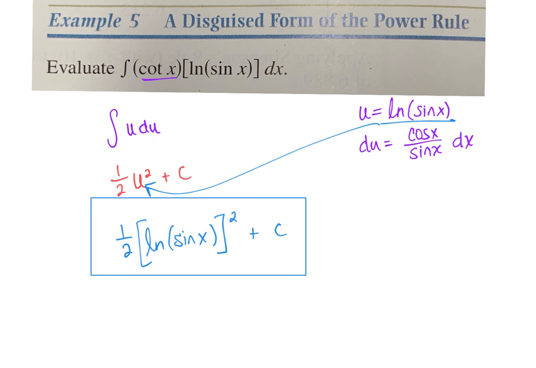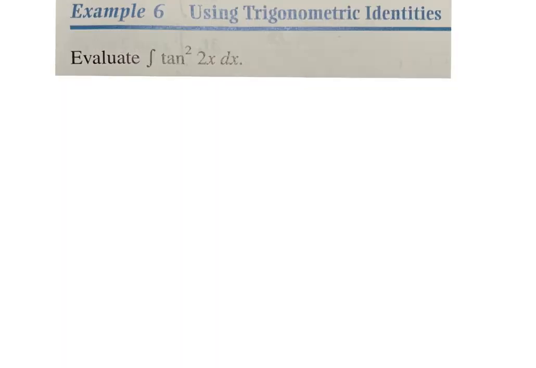When you have the natural log of some function, the derivative of that is the function's derivative over the function itself. So the function is sine x, so the derivative of sine is cosine over sine, which is cotangent. Trigonometric identities.